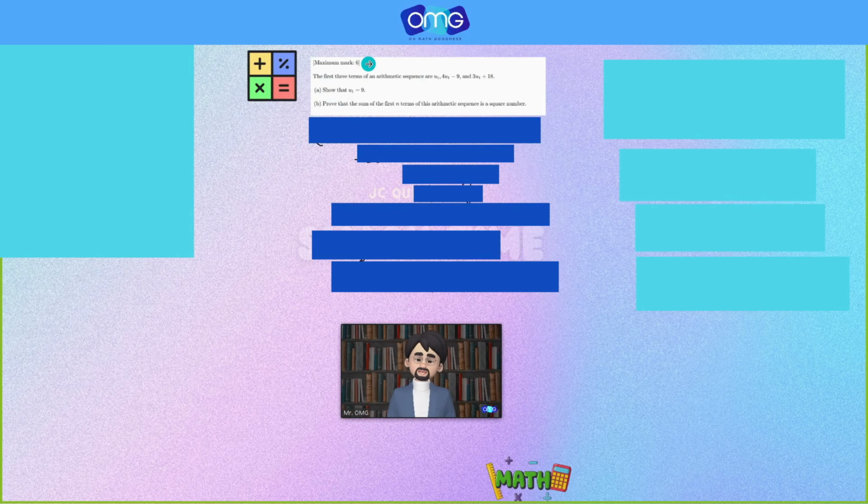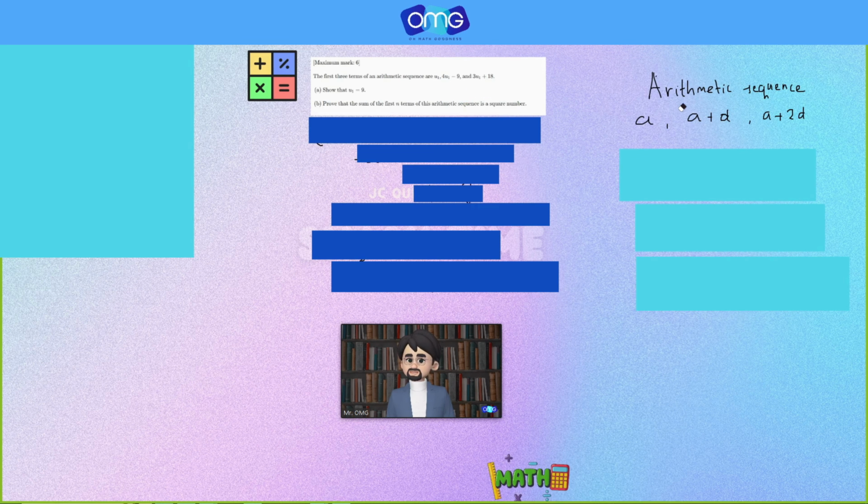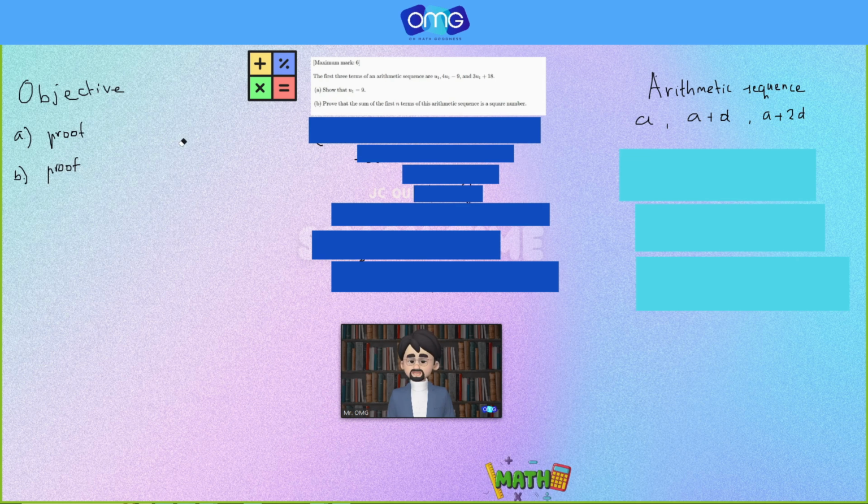Arithmetic sequence questions. The first three terms of this arithmetic sequence are given. An arithmetic sequence is when the first term is a, then a plus the difference, then a plus 2 times the difference. Each of them has the same difference. Show that u1 equals 9, and for part b, prove that the sum of the first n terms will be a square number. So for a and b, the objective is to find the proof.